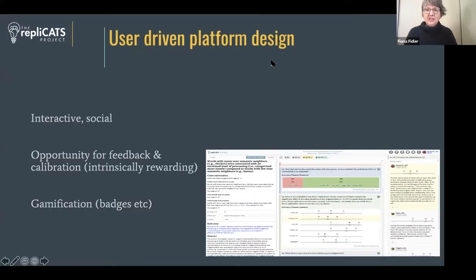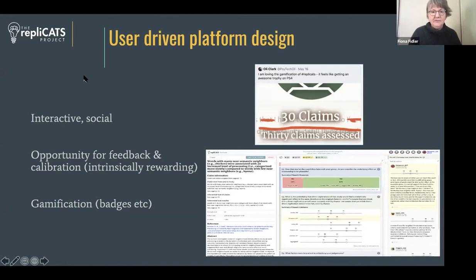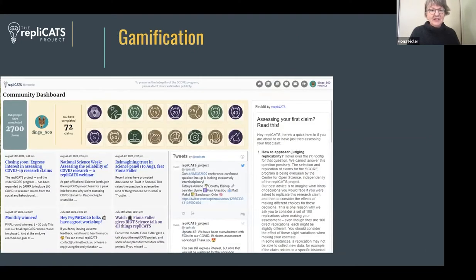So our platform is user-driven, it's interactive, it's social, there's opportunity for our assessors to get feedback and calibration, so they get to compare how their judgments stack up against others. And this process we think is intrinsically rewarding. We've also added some gamification, little badges that participants get along the way, which they seem to like.